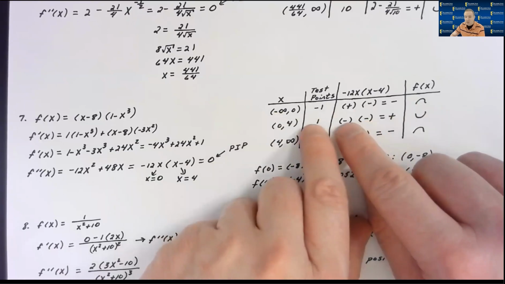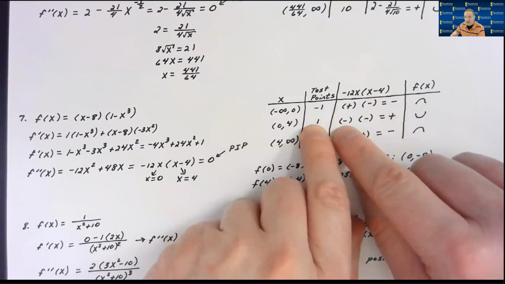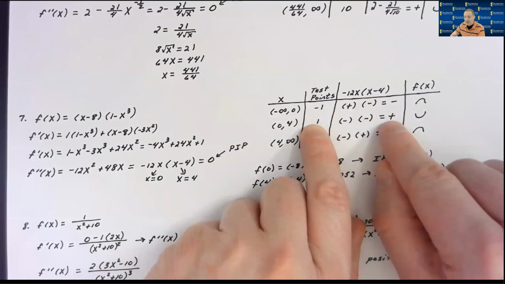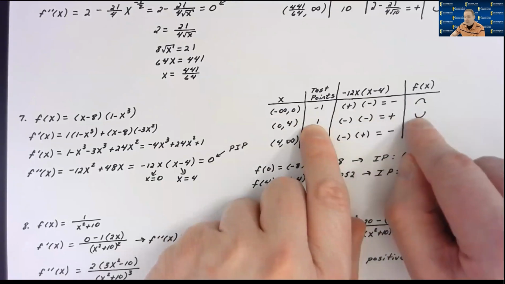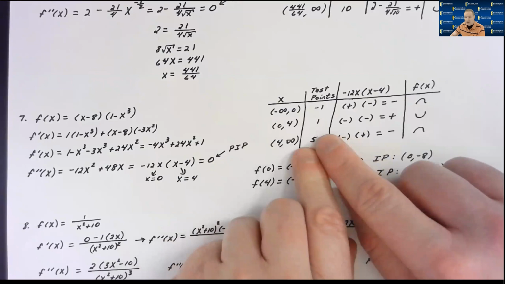Then when I plug in a 1, your first factor now is going to be negative instead of positive. Your second factor is still negative, but we know a negative times a negative gives us a positive, and f of x is concave up whenever the second derivative is positive. And then my last region, I plug in a 5.